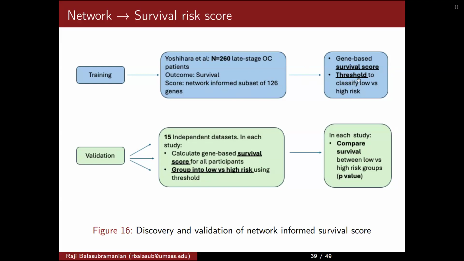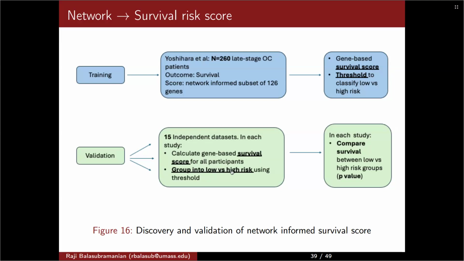And then associated with the survival score, we came up with a threshold to classify individuals into high risk versus low risk. And then in each of our 15 independent validations, we know how to calculate the score based on the training data. So we calculated using the same rule and the same set of genes. We calculated the score in each of these 15 data sets. And then we also know the threshold of the score that corresponds to low versus high risk. And so we grouped individuals in our independent data sets into high versus low risk using the threshold that we obtained in the training phase.